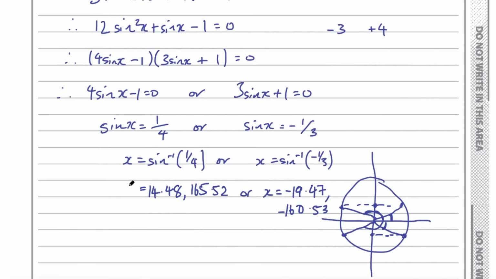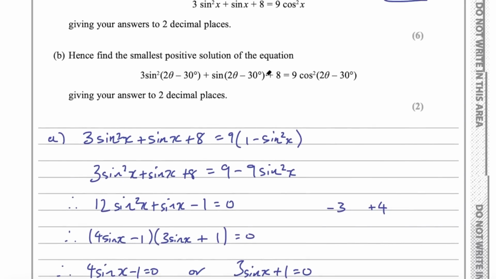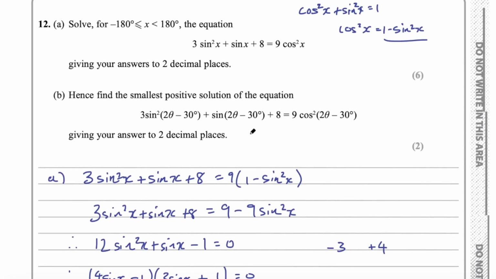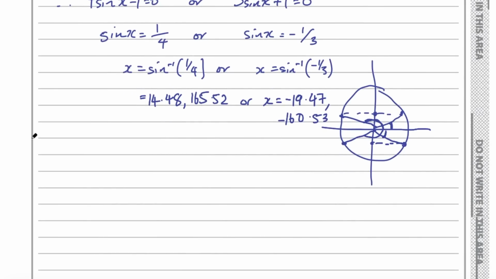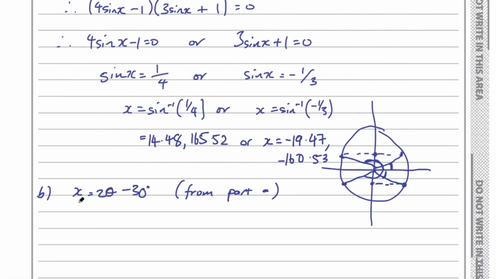So we calculated what x was here. We got 4 answers for x for the solution for this equation. So we can make those answers equivalent to 2 theta minus 30, this part of the equation. So for part B, we're saying that x equals 2 theta minus 30 from part A. And then we need to substitute these values in for x to find the smallest possible value of theta.